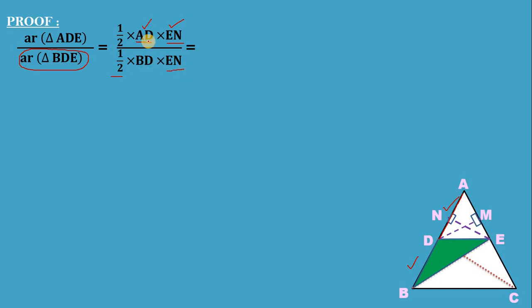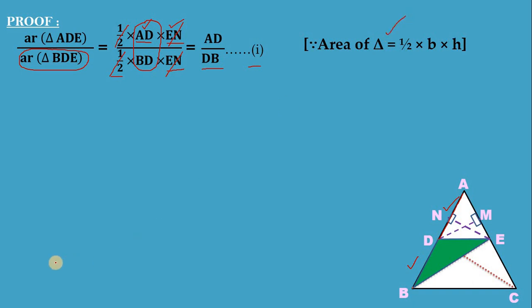Now here, half and half will get cancelled, and EN and EN will get cancelled. Now what is left here? That is AD by BD, and call it equation number 1. And you must write the reason, that is the area of triangle formula.